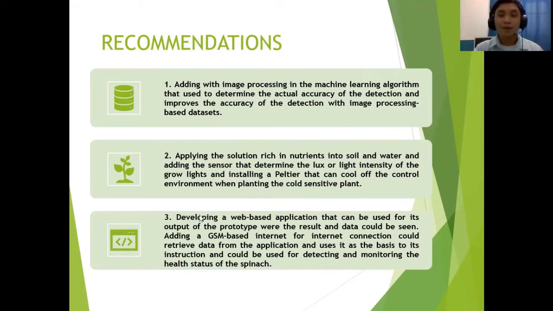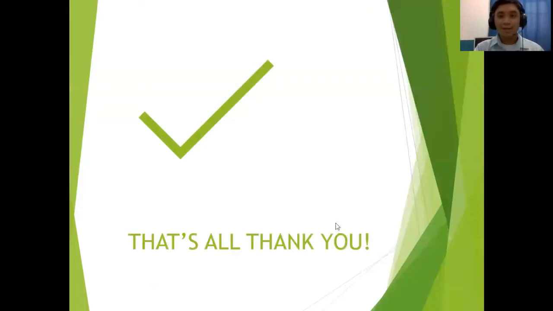And number three is developing a web-based application that could be used for the output of the prototype, where the results and data could be seen, and adding a GSM-based internet for the internet connection so it could retrieve data from the application and use it as a basis for its instruction, and be used for detecting and monitoring the health status of the spinach. And that's all. Thank you.